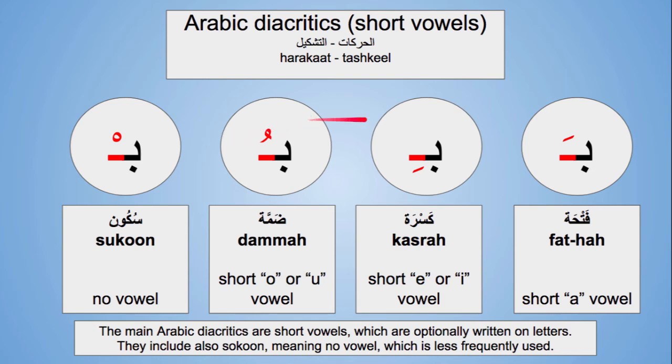So it's important to know the names of these diacritics and their significance. Fatha is a, kasra is i, dhamma is u, sukoon is nothing, and sometimes when a whole word comes with diacritics and one of them is missing, it might implicitly mean that this is sukoon.